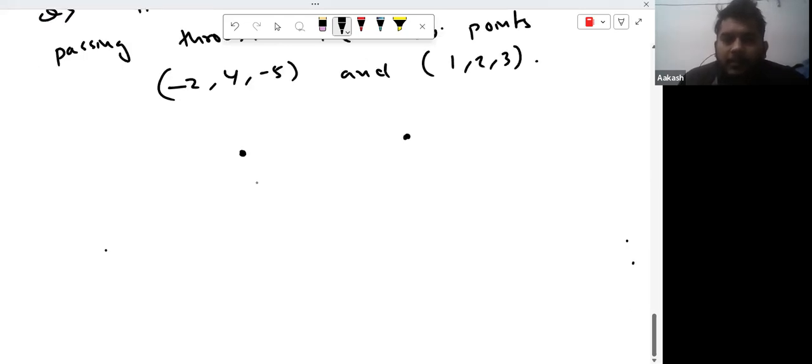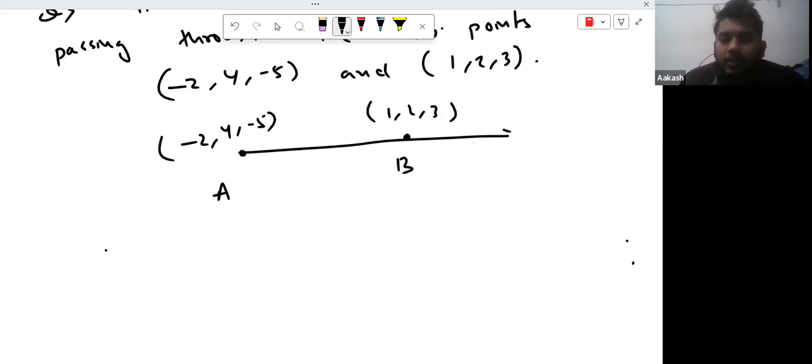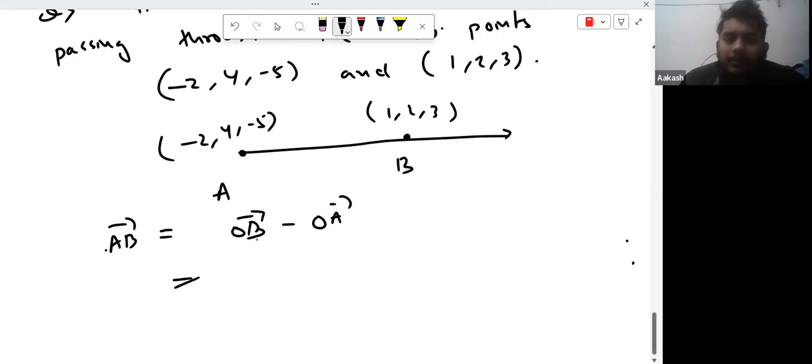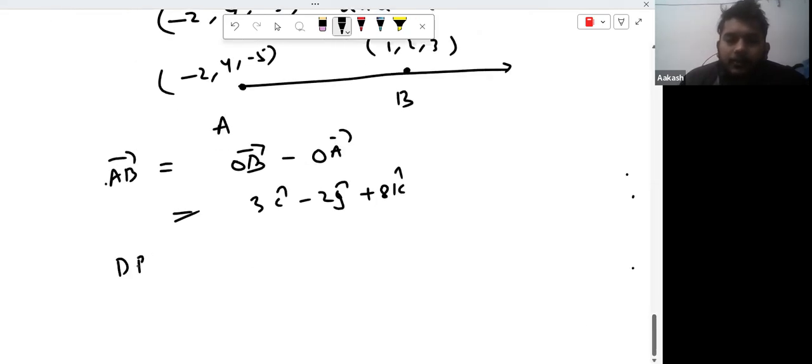See, we have 2 points A and B, right? And the coordinates are -2, 4, -5 and 1, 2, 3. They are saying the line is passing through AB. So we can figure out the line AB, which is OB vector minus OA vector. So 1 minus -2 is 3i cap, 2 minus 4 is -2 j cap, 3 minus -5 is 8 k cap. So the direction ratios are 3, -2, 8. Whatever is the coefficient of i, j, k is the direction ratios.